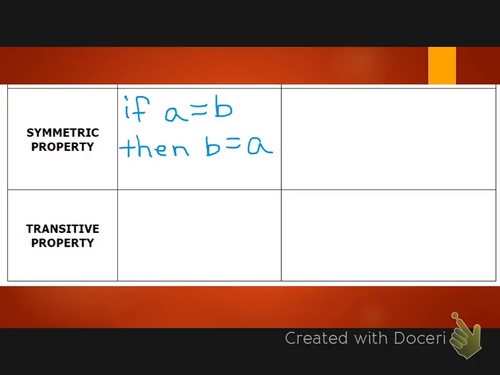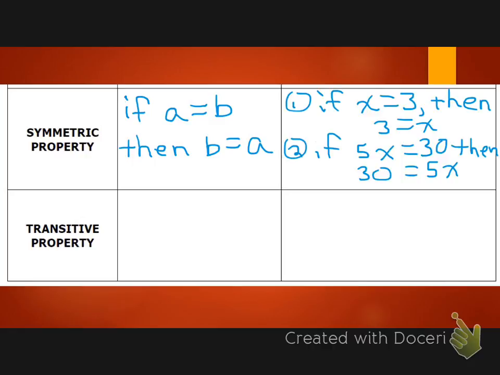Now the next newbie here is the symmetric property. If A equals B, then B equals A. With the symmetric property, if x equals 3, then 3 equals x. If 5x equals 30, then 30 equals 5x.